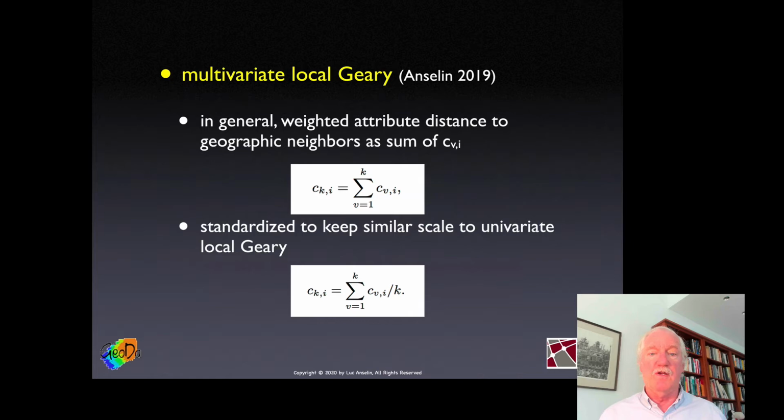So the multivariate local Geary then is simply the sum over all the variables up to k of the weighted squared attribute distance to the neighbors. Or, if you wish, it is just the sum of the local Geary statistics for each variable in turn. And then, to keep the scale similar, because as you have more variables this sum will get larger and larger, we divide it by the number of variables involved. So this is actually the operational measure of the multivariate local Geary that we implement in GeoDa, which is, in a nutshell, the average of the local Geary's for all the variables with respect to that location. So we have our statistic.